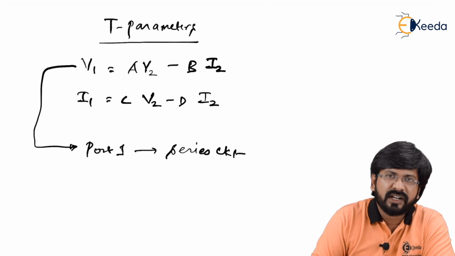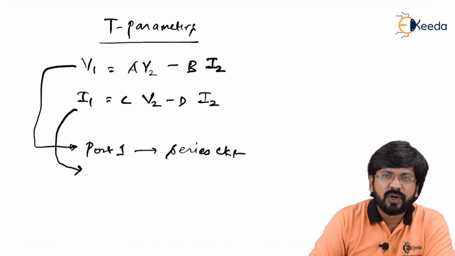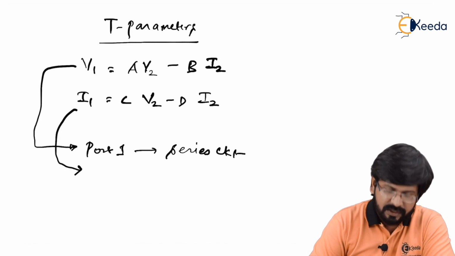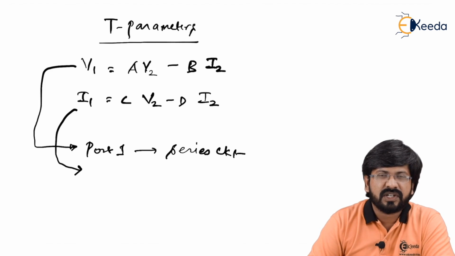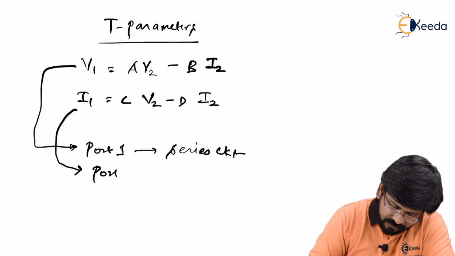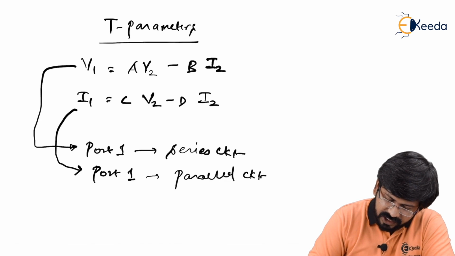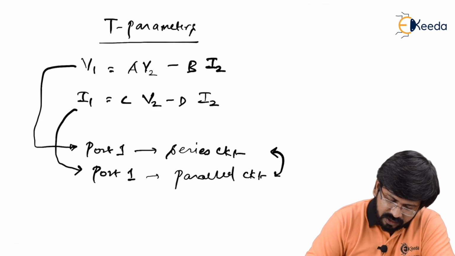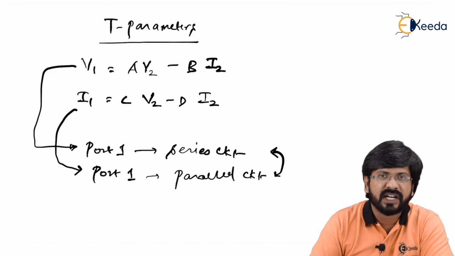Just before drawing the diagram, I'm just trying to analyze these two equations because there is a problem. Now if you see I1, again I1 refers to port 1, it means it is nothing but port 1 equation. So I1 equal to CV2 minus DI2. Again, since it is a current equation, what does that mean? It should give you a parallel circuit. It means port 1 should be a parallel circuit. Now there is a tie between these two. First equation says you should draw a series circuit. Second equation says no, you should draw a parallel circuit, and there is absolutely no circuit for port 2.